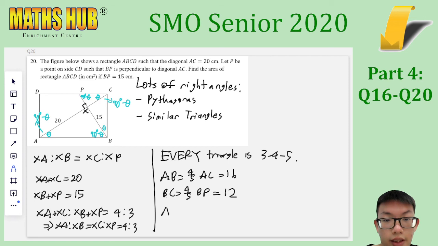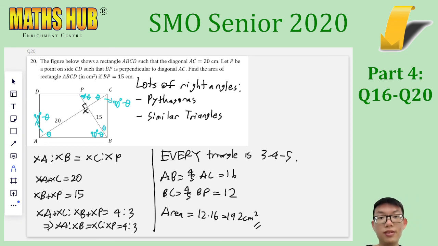Hence the area is just 12 times 16 equals 192 cm squared. As it turned out, we didn't need Pythagoras at all, except for the fact that the ratio 3:4 implies the hypotenuse is in the way of a 3, 4, 5 right angled triangle.